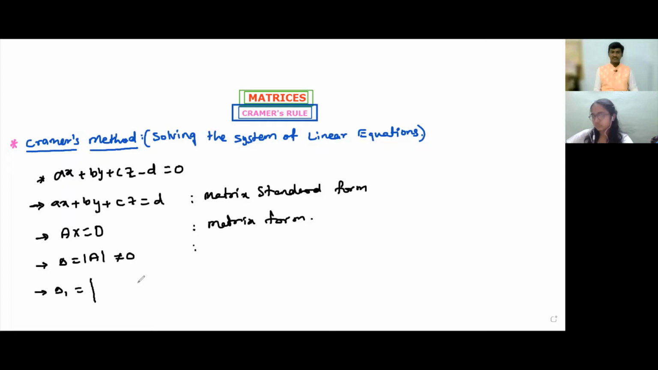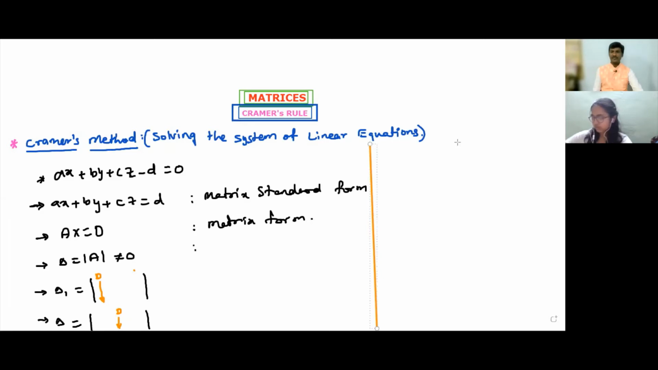After that we find delta 1. Delta 1 is nothing but we take the determinant of A, and in that we take the D matrix in the first column, the remaining as it is. We find the determinant of that, that is delta 1. After finding that, we find delta 2. Delta 2 has the same coefficients of A, and we take the D matrix in the second column, and we find the determinant for that. That is delta 2.